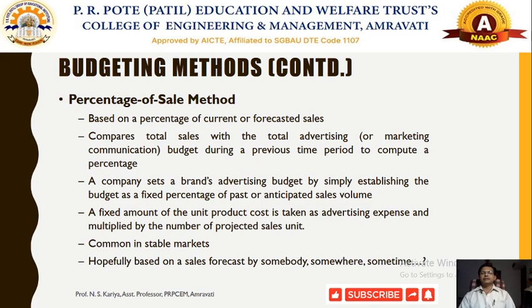Generally this is called a common method of advertising budget, and it is suitable specifically for stable markets, hopefully based on the sales forecast by somebody somewhere or sometime. Generally in this kind of percentage of sales method, because most of the time we are depending on the forecasted values of sales, we take into account the percentage of sales, and depending on that we calculate our overall advertising expenditure.